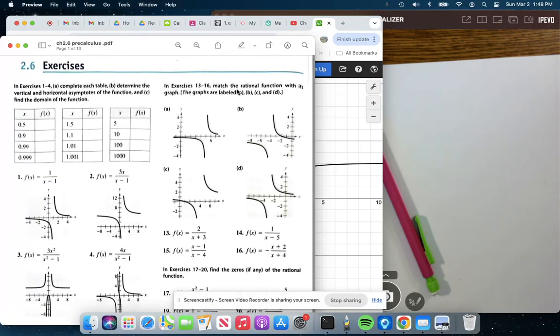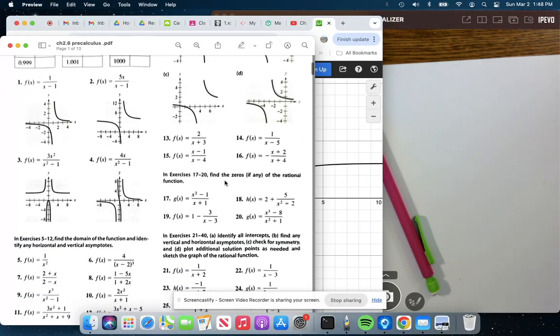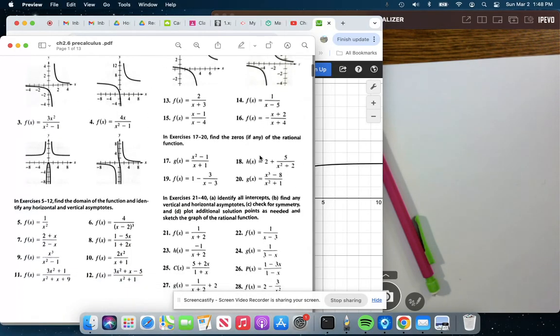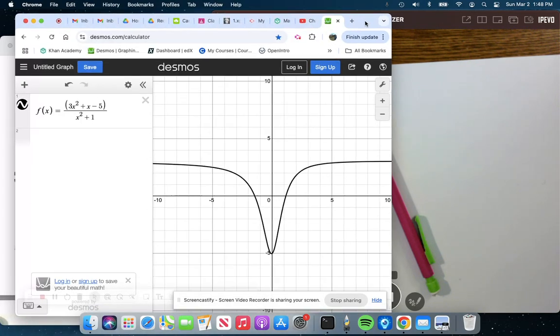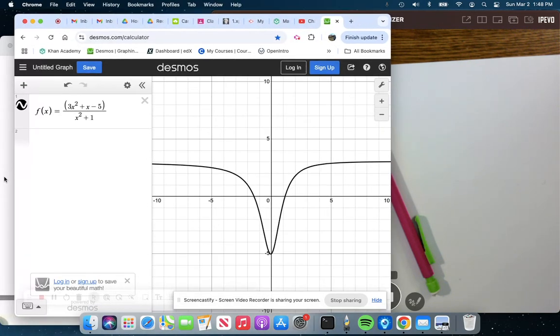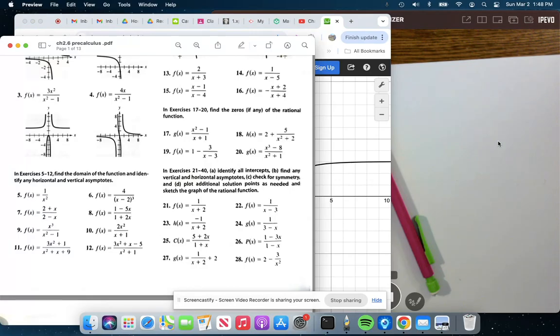This one says match the rational function with its graph. That should be easy enough to do since you have a calculator. Here it says find the zeros of any of the rational functions. So let's take a look at some of these. I have not done these beforehand, so it's very possible I could make a mistake, and if you find a mistake, let me know, and if you're first, then you get extra credit.